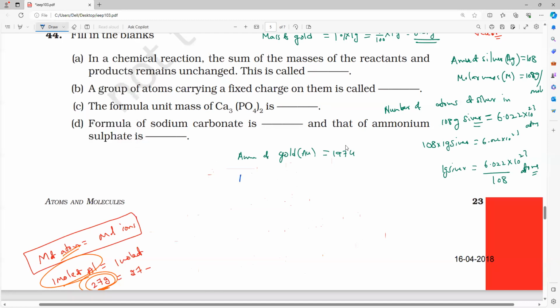Molar mass is equal to 197 grams per mole. What is the molar mass? 197 grams per mole. It means 197 grams of gold contains how many particles?